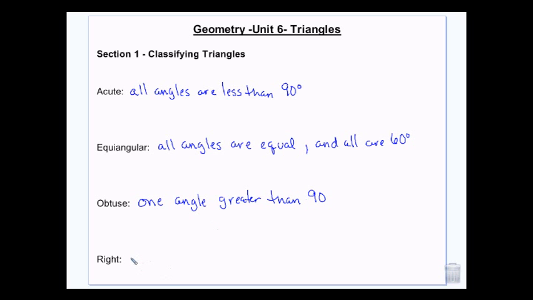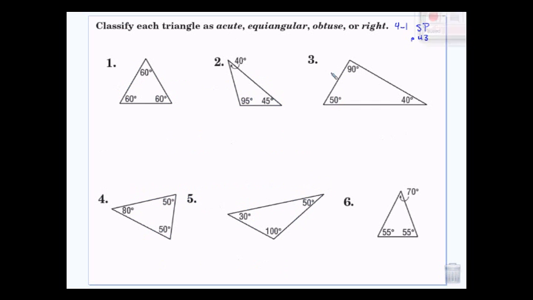And then in a right triangle, exactly one angle is 90. Now, the reason it can only be one angle greater than 90 degrees is because the triangle is 180 degrees, right? So you couldn't have two angles more than 90 because then you'd be more than 180. So it can only be one angle that's greater than 90 and only one angle that would be equal to 90 in a right triangle. We're going to classify these.